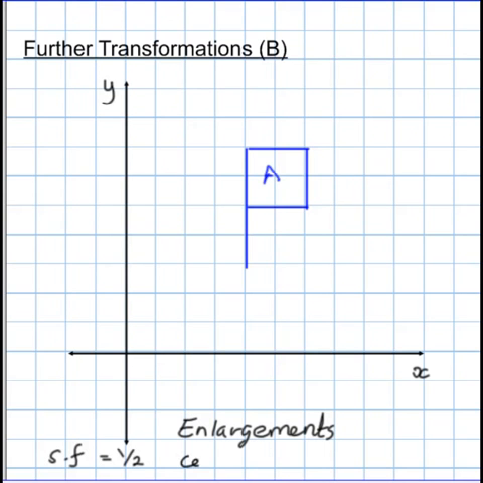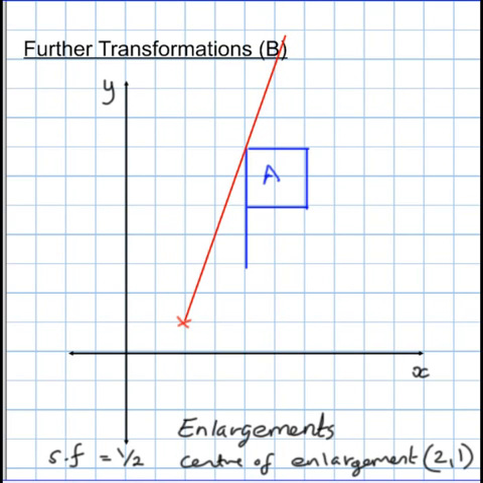with center of enlargement, let's make it the point (2, 1). Now how do you start? Well, you mark on the point (2, 1). That's there. And then there's two ways of doing this. Here's the difficult way. And you'll be asking yourself afterwards, well, why did he bother showing that?